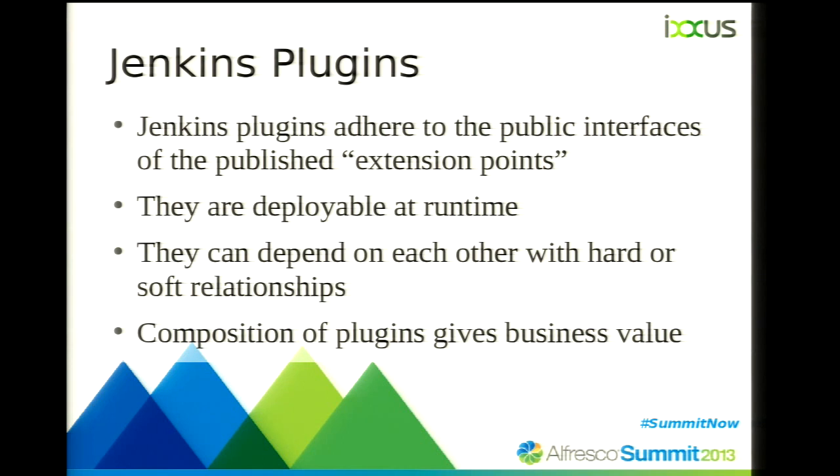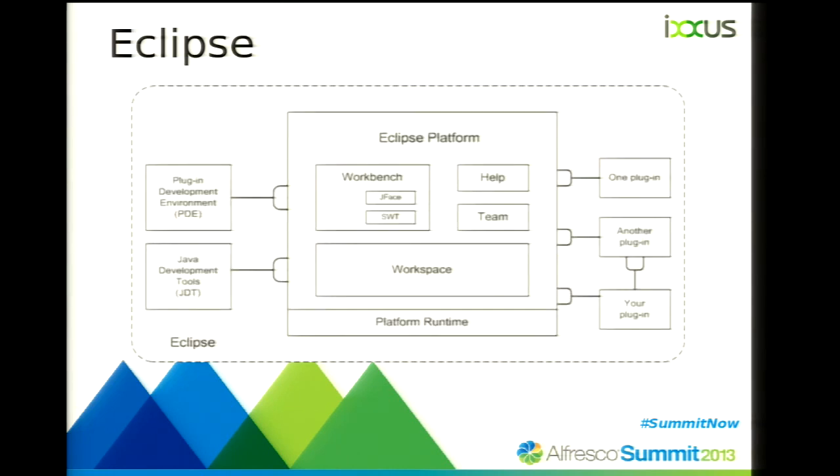Other advantages of that, these modules are deployable at runtime. They can depend on each other with either soft or hard relationships. And that can be very powerful if you need to integrate with a module optionally. If module X and module Y both have symbiotic features, then it's very useful to be able to deploy one independently, so you don't force people to install the world every time you're installing a module, but then also enable integration features as and when the other module becomes available. And it's this composition of plugins that gives real business value in Jenkins.